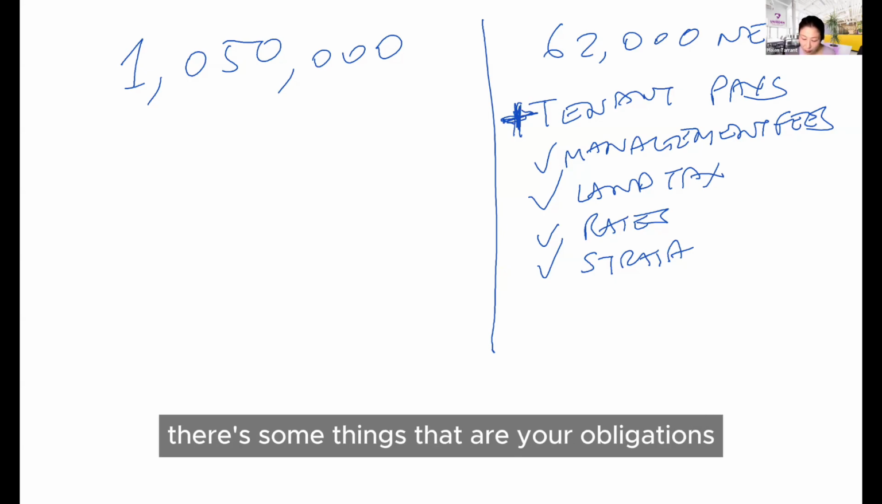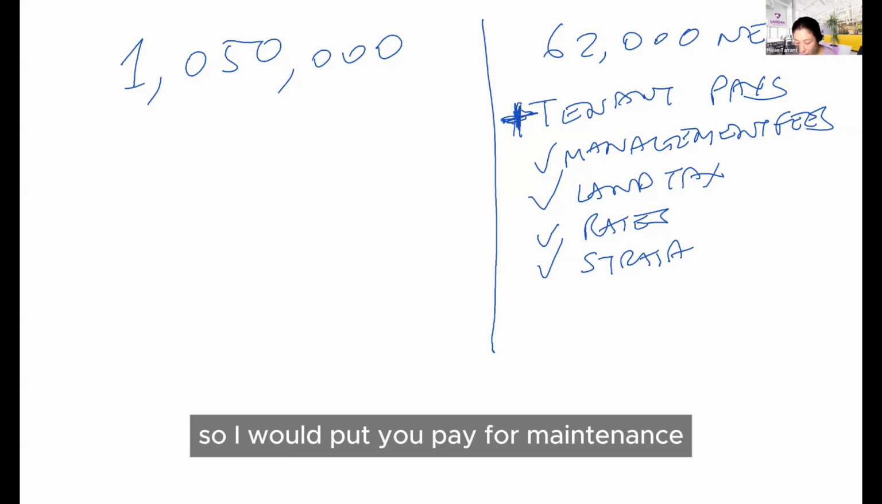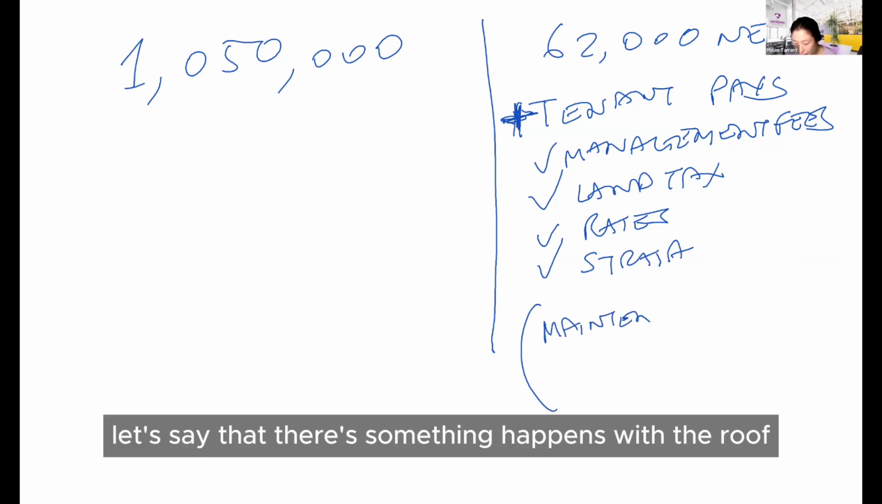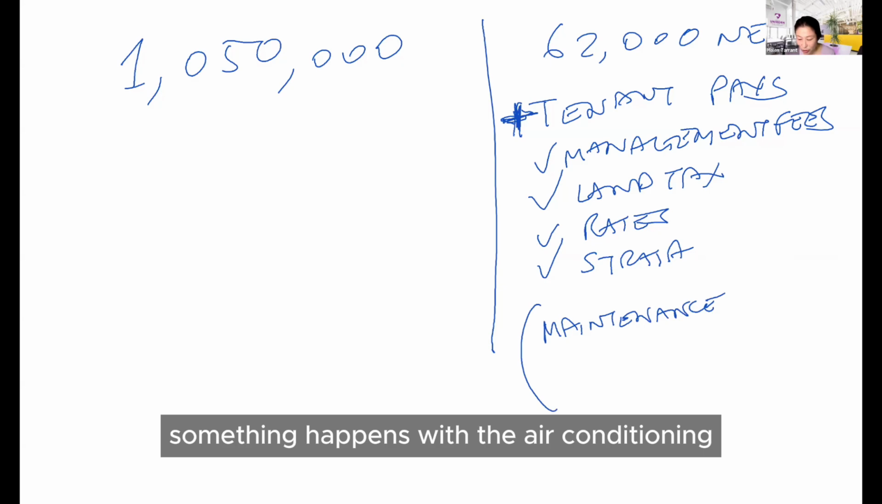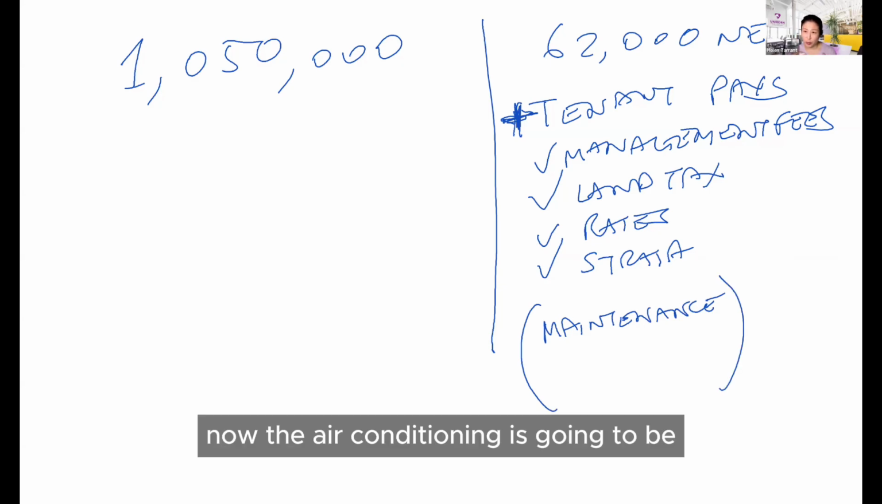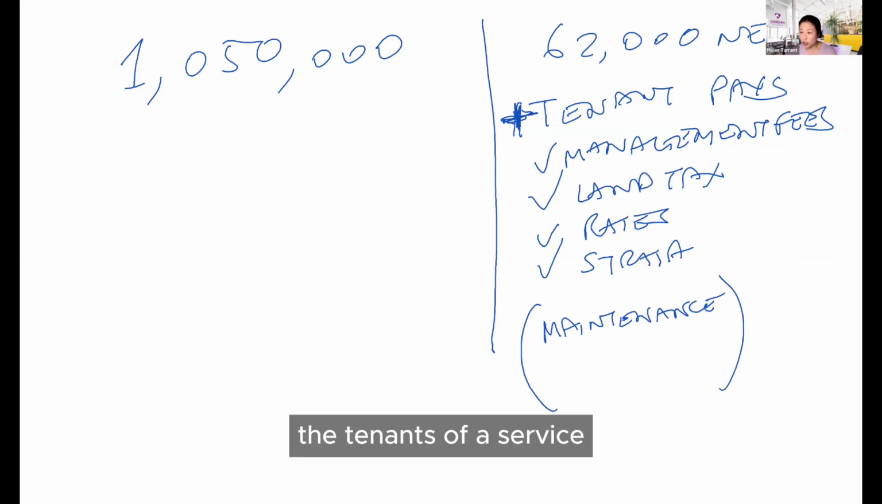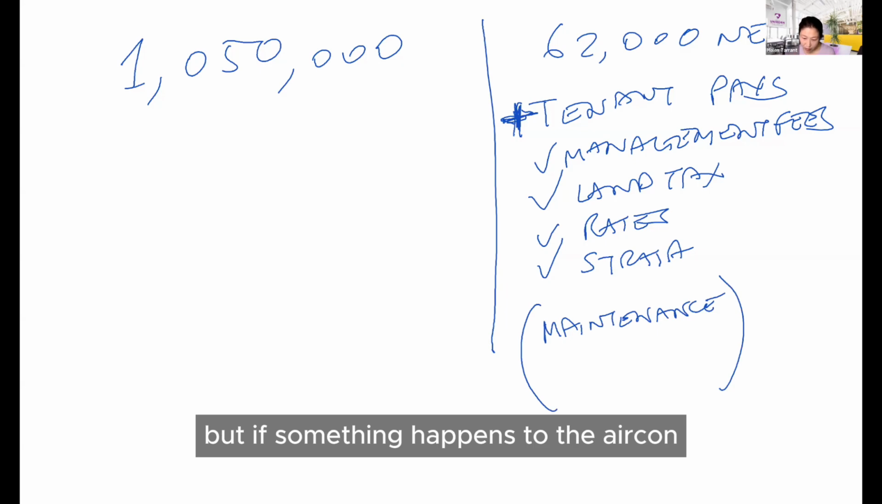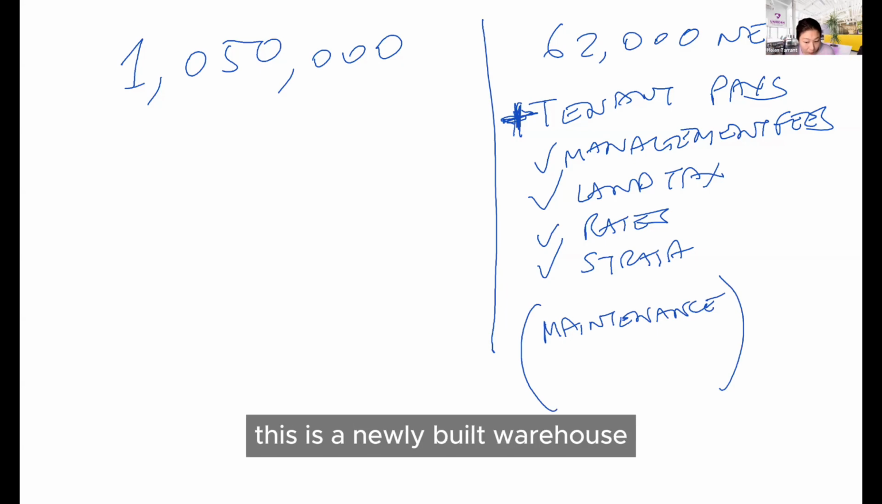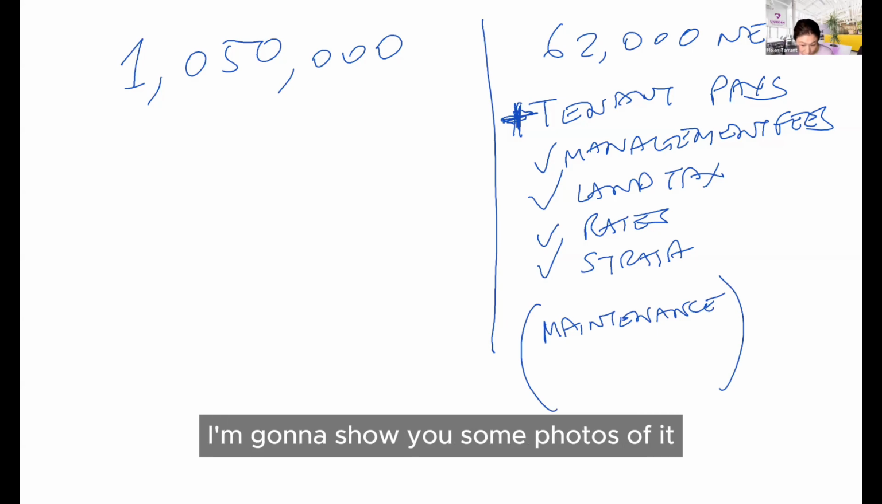There are some things that are your obligations, certain things that are the tenant's obligations, right? So I would put you pay for maintenance. So let's say something happens with the roof, something happens with the air conditioning. Now the air conditioning, the tenant's going to service, but if something happens to the aircon, as in it actually breaks, that's your issue. But remember, this is a newly built warehouse. I'm going to show you some photos of it.